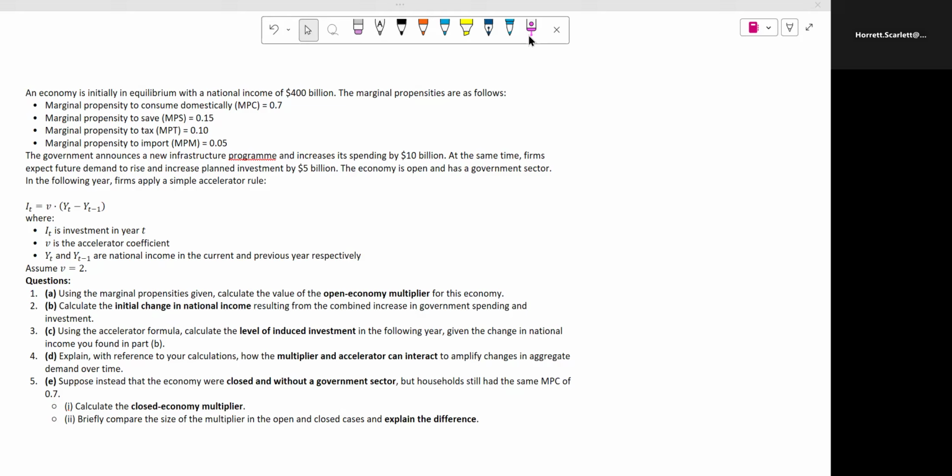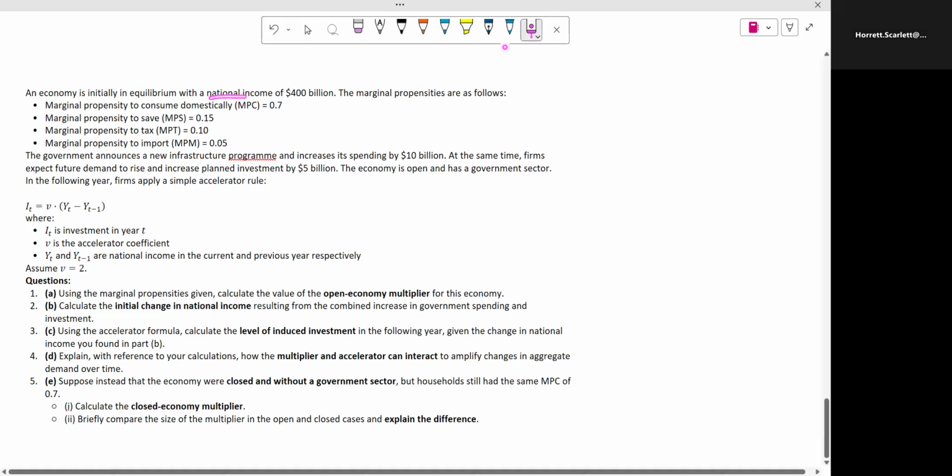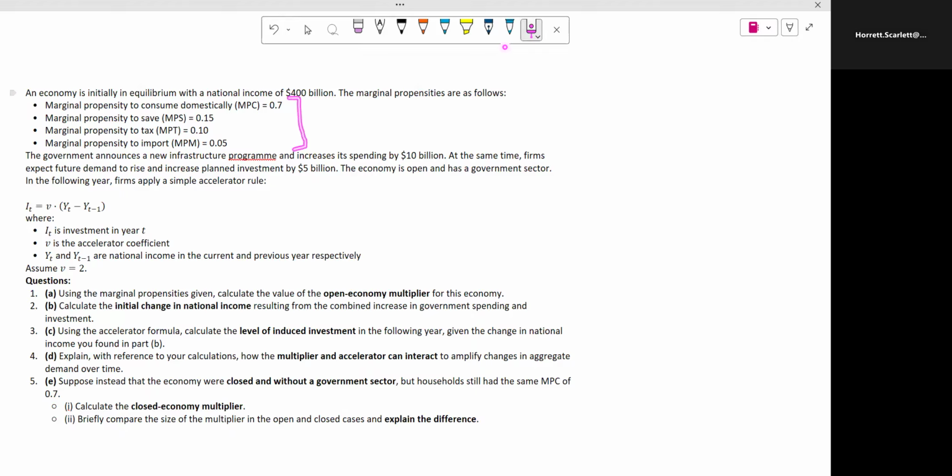So we are told that the economy is in equilibrium and there's a national income of $400 billion. We're also given some marginal propensities. And one of the things that I recommend is as you look at a problem, try and see what information is provided by the problem, because this will give you an idea as to which formulas might be applicable in that particular case.